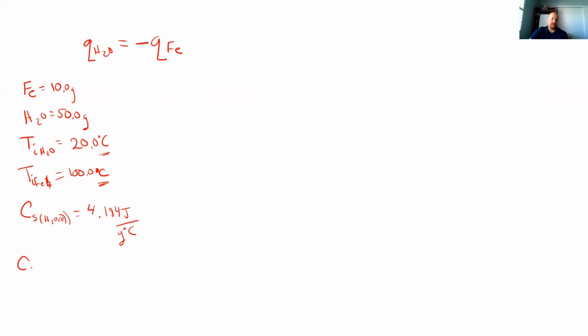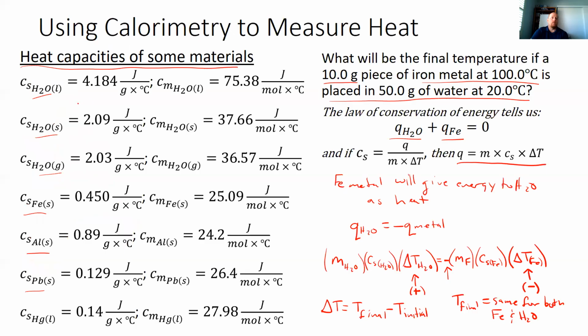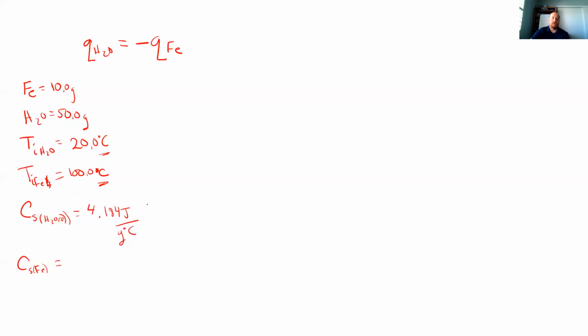And the specific heat for the iron is, if we come back up here, so we had our water, we have our iron is here, 0.450 joules per gram degree. And we just plug in values, because remember, Q is equal to m c sub s delta T.